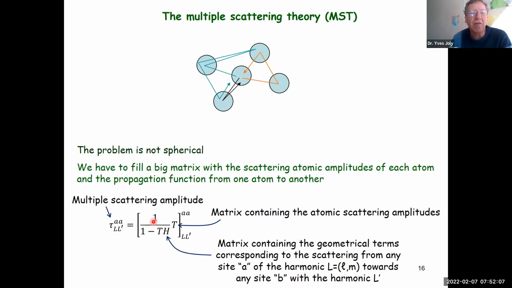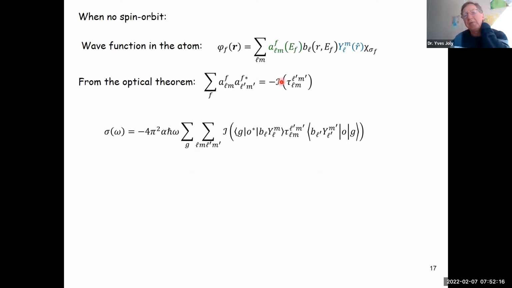And if you solve this, in fact, you consider all the possible paths. And at the end, you have the multiple scattering amplitude. And the multiple scattering amplitude is related to the amplitude in the absorbing atom in this way. So in all the atoms, you can have such a development.